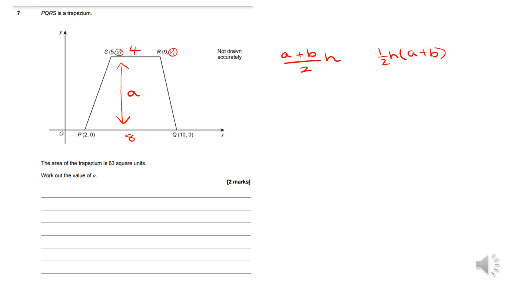What that means is we would do 4 add 8, and we would half that. Then we would multiply by the height, and the height in this case is a, and we get an answer of 63. So 4 add 8 is 12, half of that is 6, so we know that 6a is 63. Really simply, we can divide 63 by 6, and it's 10.5.